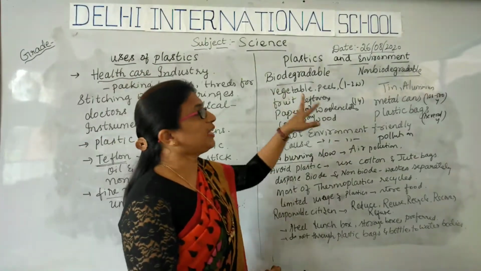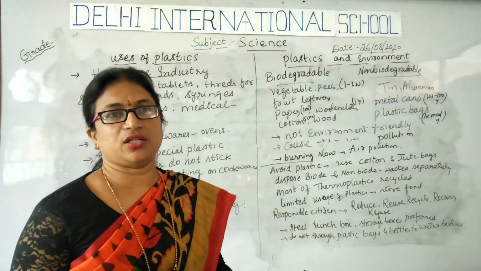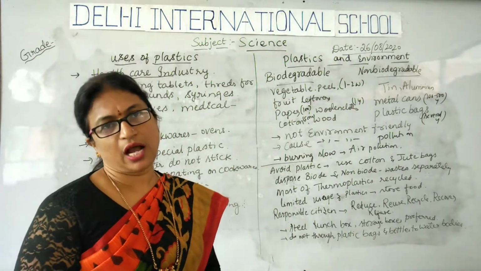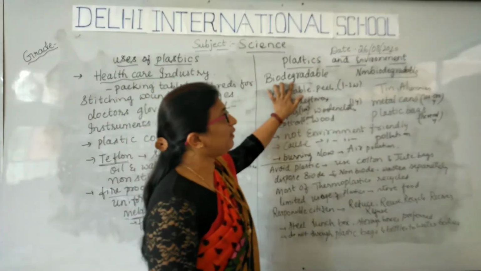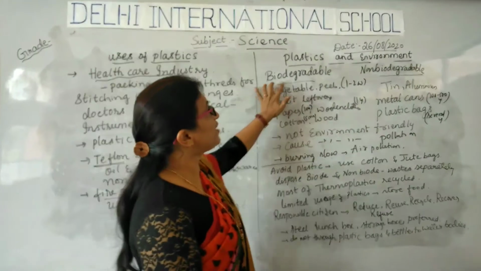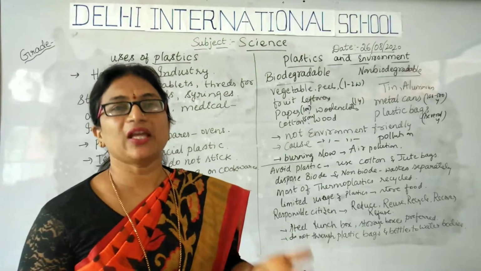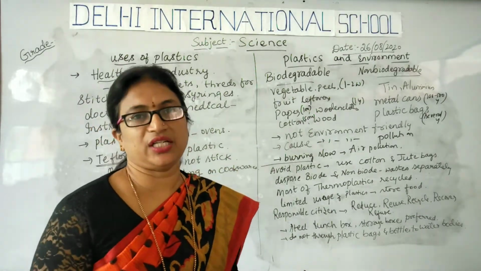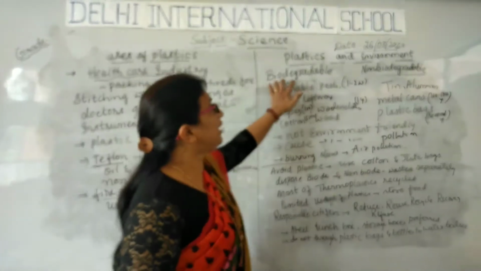There are two types of waste we create daily in our house: biodegradable waste and non-biodegradable waste. Biodegradable waste means the waste which can be degraded by biological means, by using bacteria and fungus.